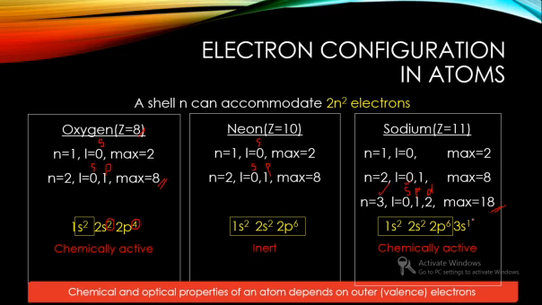3s1. Again, you can see that up to the second orbit is completely locked up, and only one valence electron is there, similar to hydrogen. So again it will be chemically active.